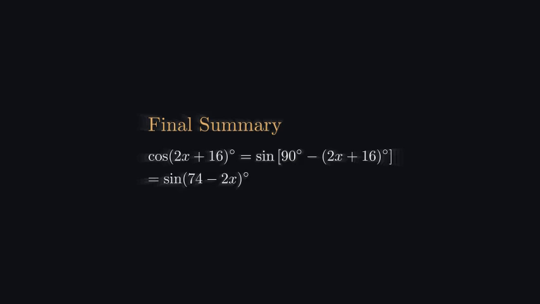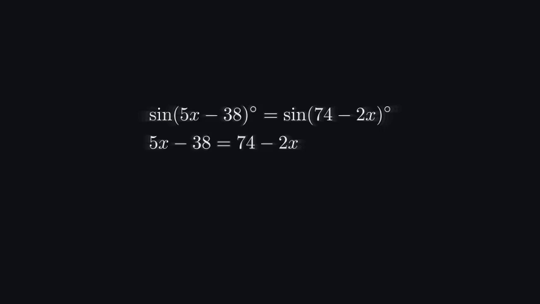To summarize, the key equations are shown on the screen. Sine of (5x minus 38) degrees equals sine of (74 minus 2x) degrees. 5x minus 38 equals 74 minus 2x. 5x plus 2x equals 74 plus 38. 7x equals 112.